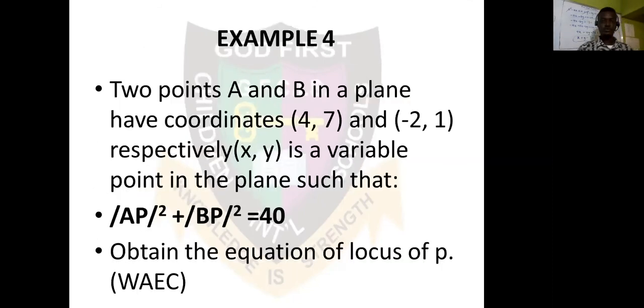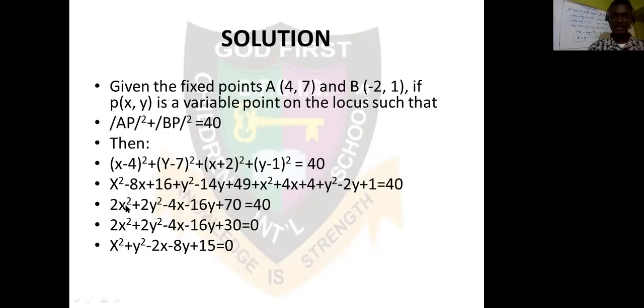Now, example 2. The only difference in example 2 was the equation is not equated to 0, but equal to 40. So you do the same thing here. You apply the same thing. (X minus 4) squared plus (y minus 7) squared plus (x plus 2) squared, because x minus minus 2 will give us plus 2 squared, plus y squared is equal to 40. So solve together, and at the end of the day, this is what you are going to get.